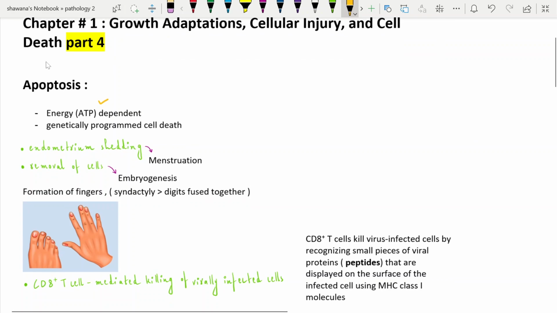In case apoptosis does not occur as it was programmed, it leads to some mutations. For example, syndactyly. Syndactyly means that some of the digits are fused. It can be of the hands and feet. As you can see in the diagram, there is a fusion between the digits of the hand and foot. These are some mutations related to apoptosis.